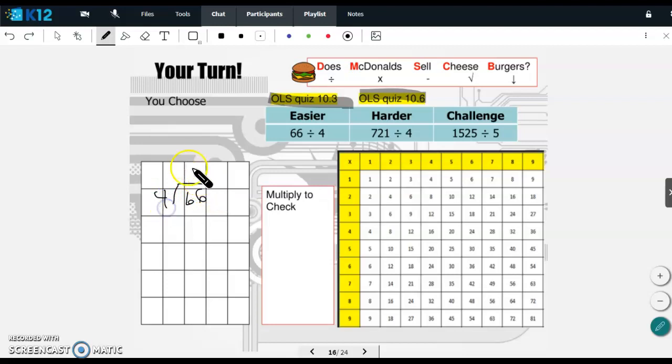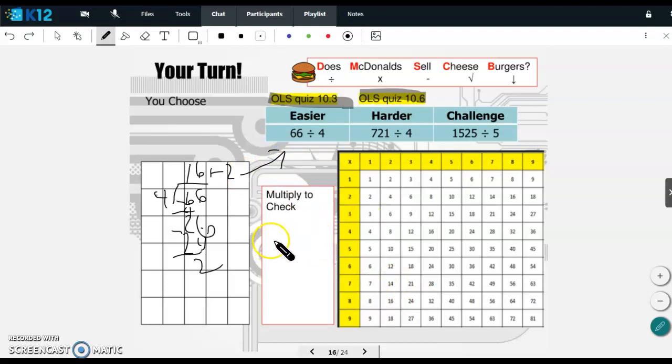4 goes into 6 once, 1, 4. Bring down the 2. Nope. Bring down the 6. 4 goes into 26 6 times. That's 24. And I get a remainder of 2. So for the easier one, you should get 16, remainder 2.